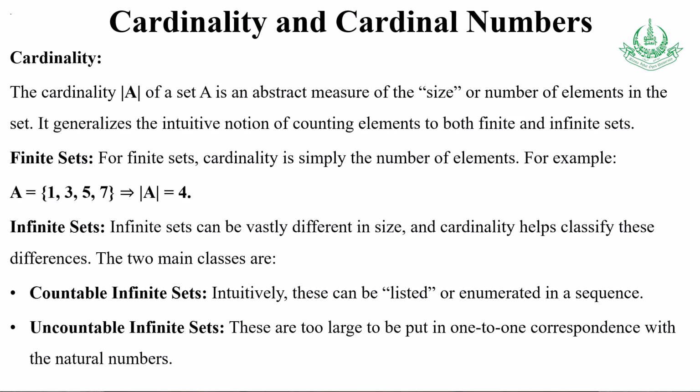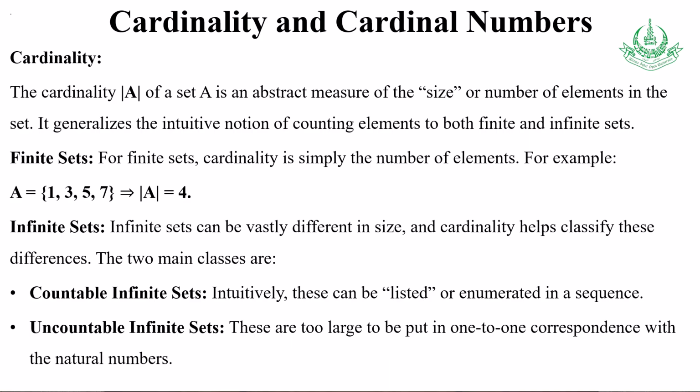Now when we have an infinite set, it can be vastly different in size, and cardinality helps classify these differences. The two main classes are countably infinite sets and uncountably infinite sets. Intuitively, countable sets can be enlisted or enumerated in a sequence. Although they are infinite, they are countable, meaning they have a bijection with the natural numbers.